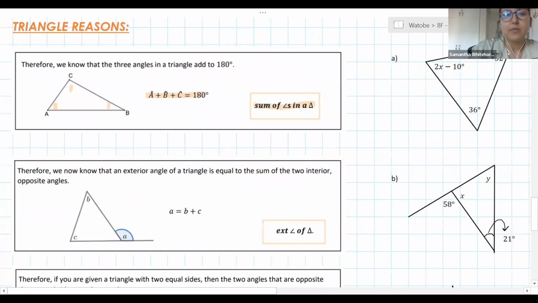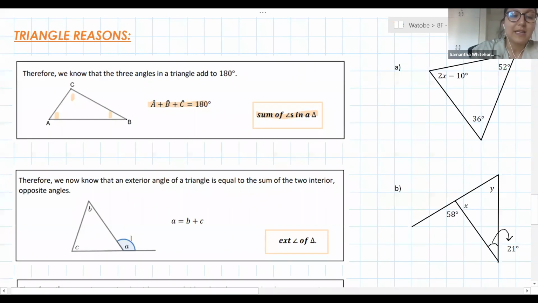The next reason that we had a look at was the fact that the angle outside a triangle, so the exterior angle of a triangle, is equal to the sum of the 2 opposite interior angles. So if I add the 2 interior angles that are opposite the exterior angle together, I will get the angle outside the triangle. And our reason there was exterior angles of a triangle. So those were the first 2 that we did. Those are probably the ones that you're most comfortable with.